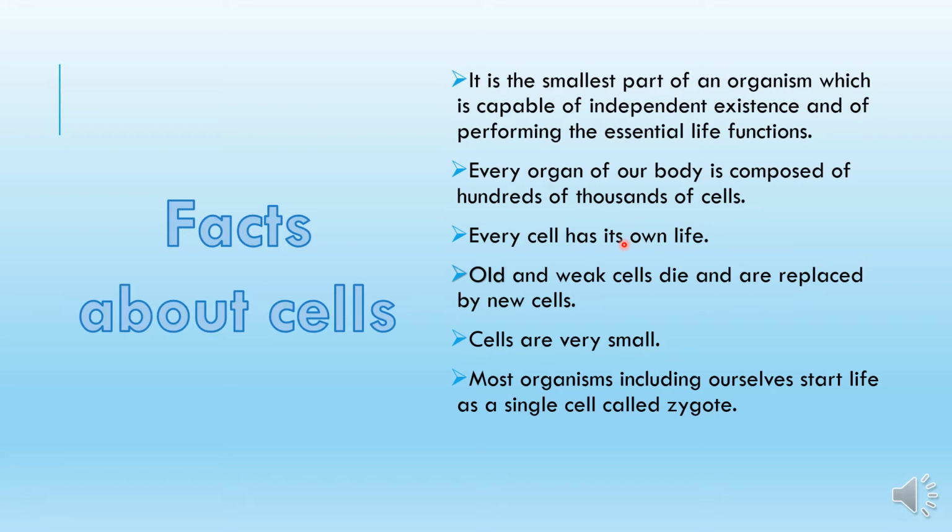And every cell has its own life. Old and weak cells are replaced by new cells. As you might know, your RBCs, or red blood cells, for instance, die after about 120 days. These cells are really very small. You cannot see them with your naked eyes. You need a complex device to see them, and that's a microscope. And the most important thing, most organisms, including ourselves, start life as a single cell called the zygote.